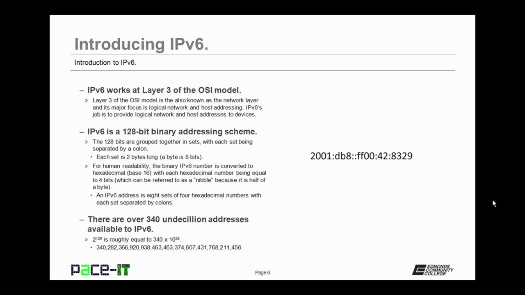And what do I mean by that? Well, the address space is 2 to the 128th power, which is roughly equal to 340 times 10 to the 36th power. So that's 340 followed by 36 zeros. There's the specific number there below. I'm not even going to begin to try and read that.